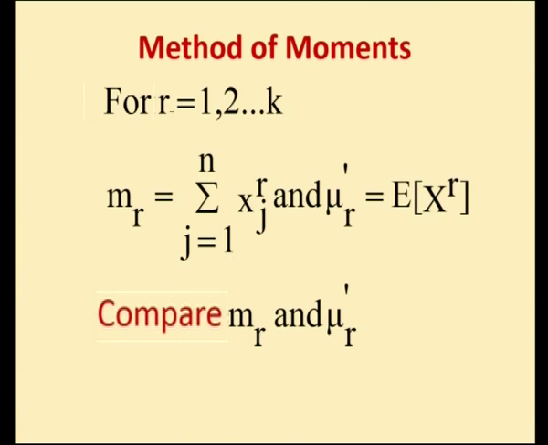Symbolically, we fix that we have k parameters altogether, and the symbol m_r stands for the rth moment about the origin for the sample. The same thing can be calculated for the population also, so that it is distinguished by the symbol mu_r dash. Now, what we try to do is compare m_r, that is the moment about origin for the sample, and that of the population.